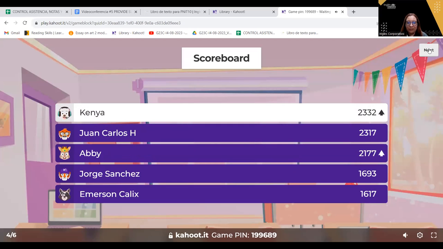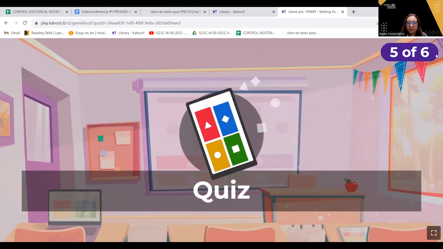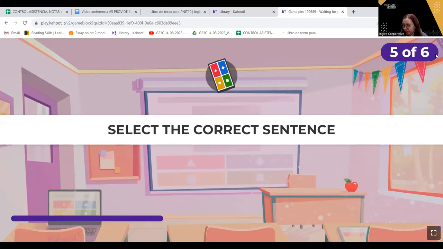Let's see how the scoreboard is going to change. Kenya comes from the third place back onto the first. And then Juan Carlos keeps the second, and Abby goes from the fourth to the third. And let's go with the next question. Question number five. Select the correct sentence.